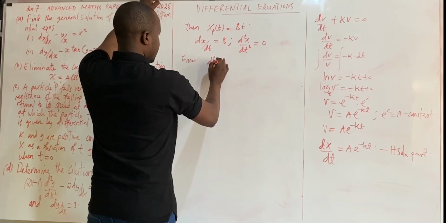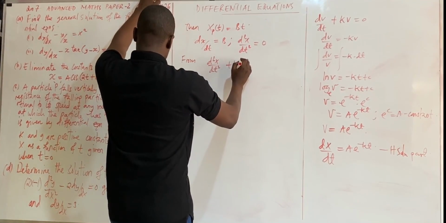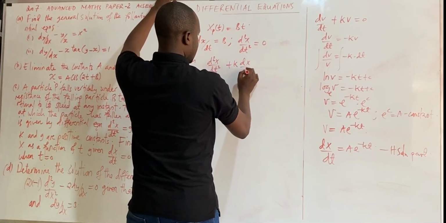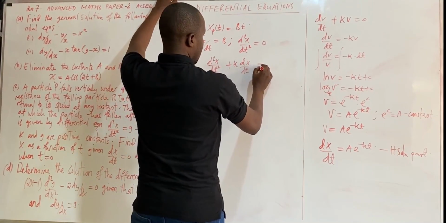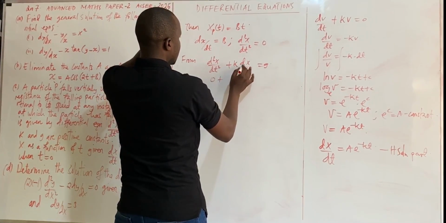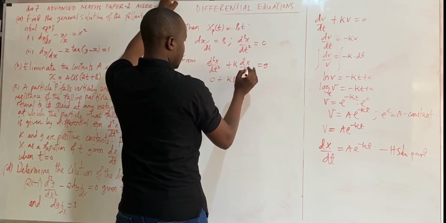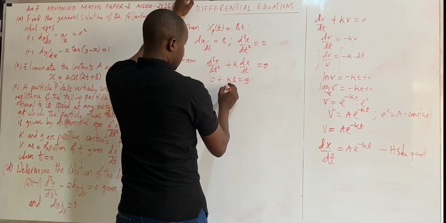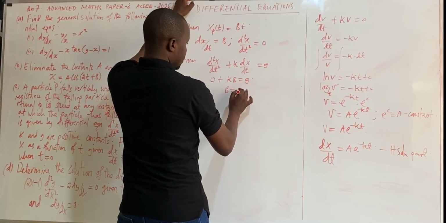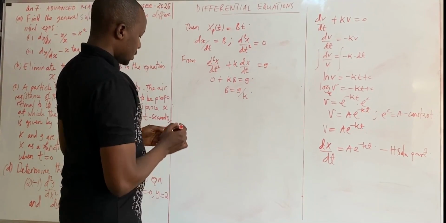So from the homogeneous part now, if we plus that k dx/dt equals g. So this is 0. Now we plus, here will be b, so it is kb equals g. So now the value of b here becomes g over k. G over k.